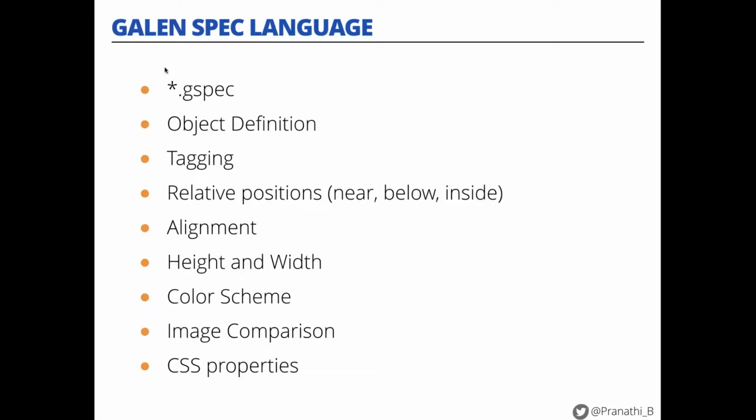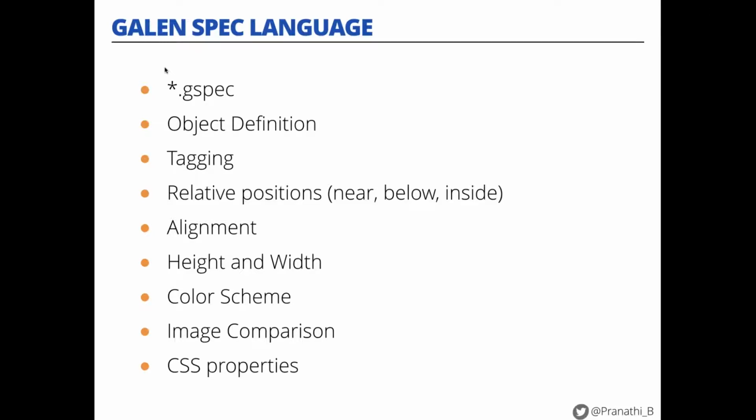Let's talk about Galen spec language. The one that I showed you in the previous slide is just a little bit of a sample on how a spec file looks like, and it has several other things that fall under this category. The first one we saw is the object definition and then the tagging. The other things that you could also use in a spec file are relative positions, which means you can say my image is at the top, or my button is below the header, or this link is near the footer, etc. So you can use these relative positions to define your layout, which makes it much easier to write and to read. You can also define the alignment.